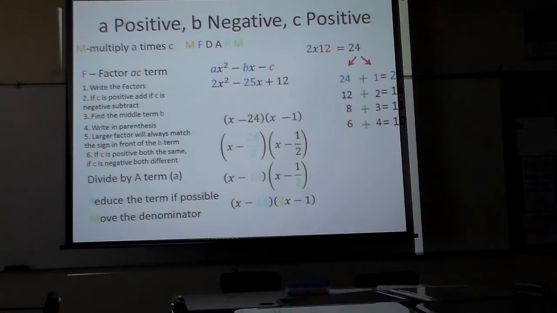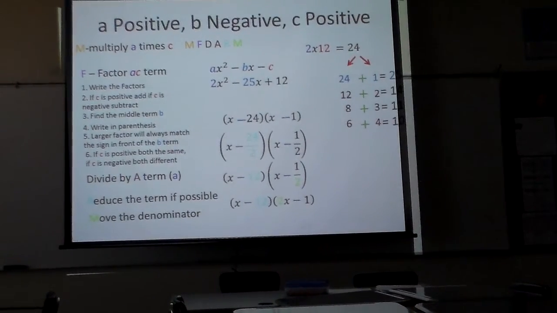This is called the MFDARM approach to factoring. It's very similar to the other, but instead of factoring the last term, you factor the A times the C term, and then you've got to divide by that A term at the end because you, in a sense, doubled that number right there, so you got to take that out. That's the logic behind it.